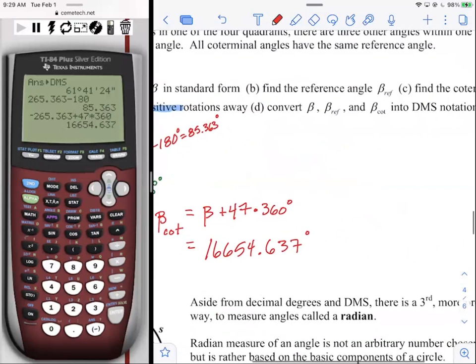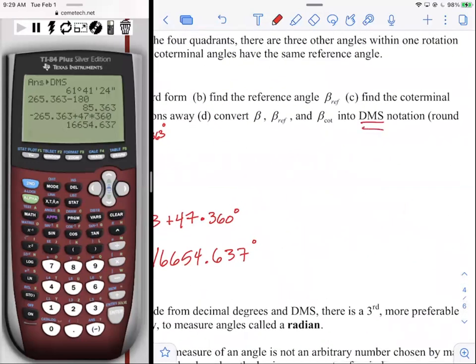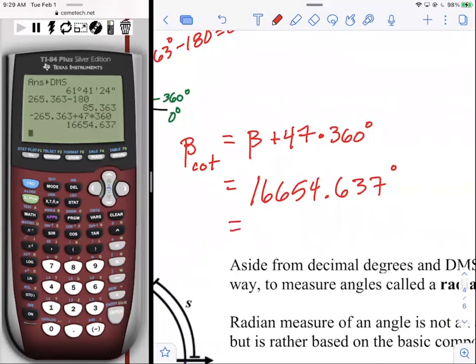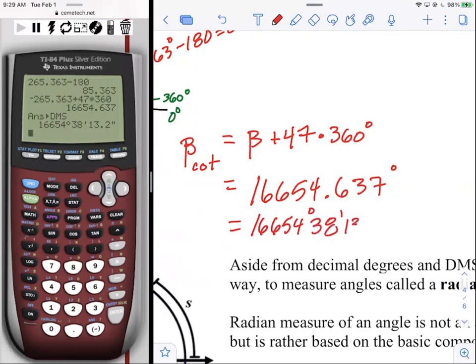All right. It says to convert them all into DMS. I don't think we need to do that, right? Let's just convert this one into DMS since it's still on the screen. To convert this to DMS, I just go second negative, right? I'm going to recall the answer in its full decimal glory. This one truncates. And then I go second apps, number 4, go to the angle menu and hit enter. And you're going to get 16,654 degrees, 38 minutes, and 13.2 seconds. Those are equivalent. Okay, so that can show up as an answer choice, right? I still prefer decimal degrees.